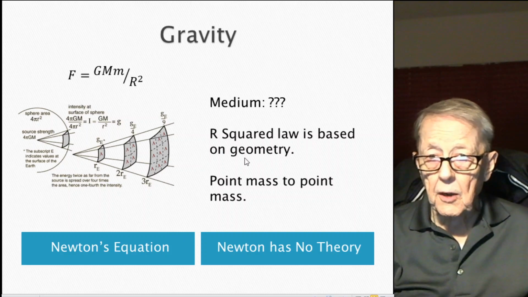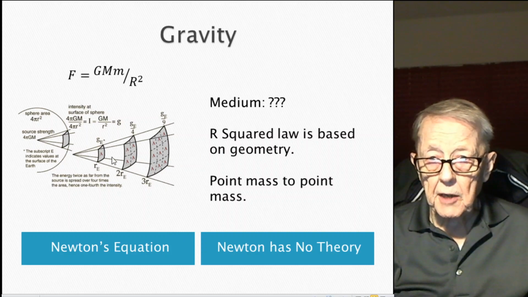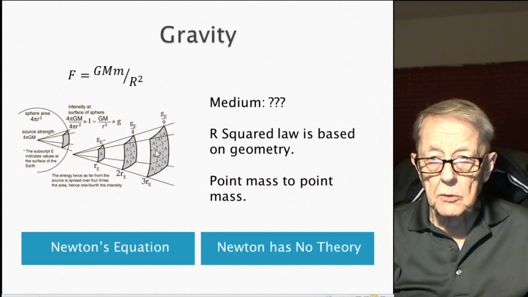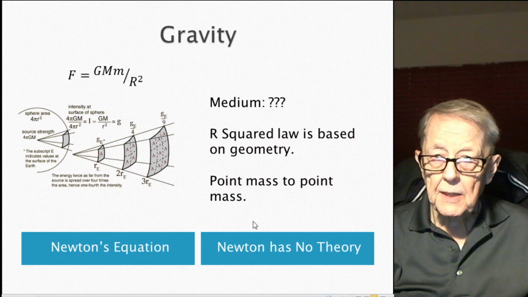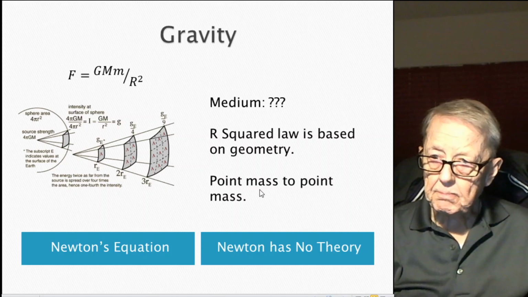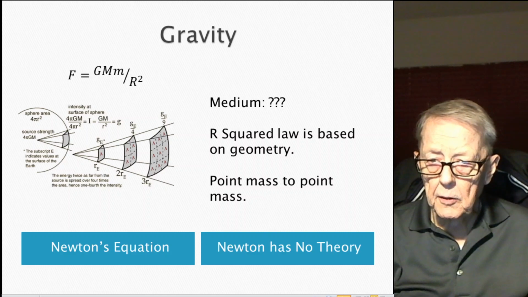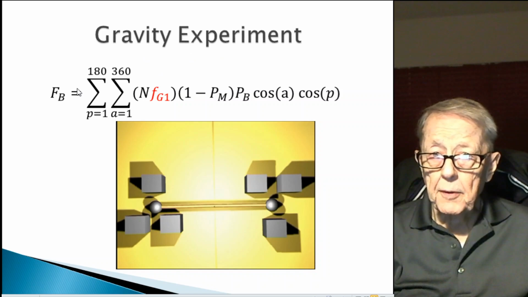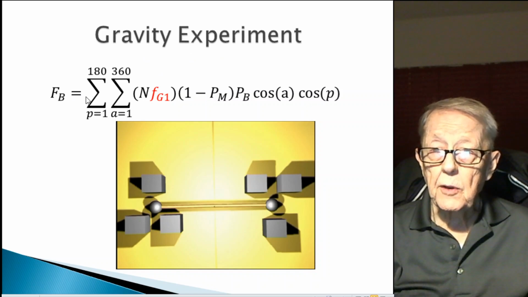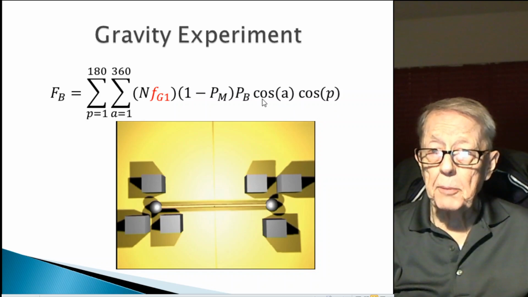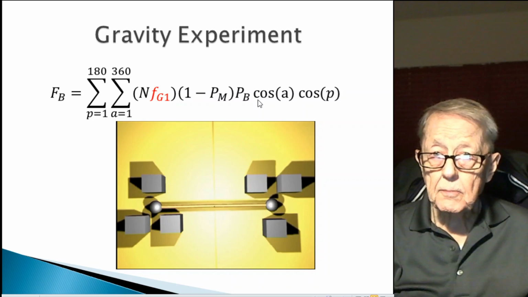But the r squared law is based on this geometric dilution, because the strength of this source is diluted as it moves out by the inverse square. And basically gravity is point-to-point mass. I'll go into that here. But I'm going to back up, and this is now my equation, and the equation doesn't say r squared. R squared does not appear, and yet the equation works.